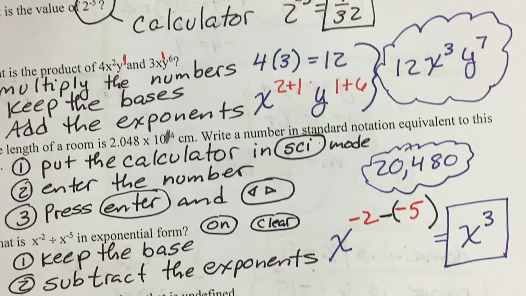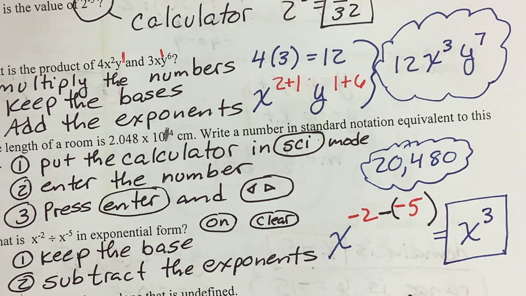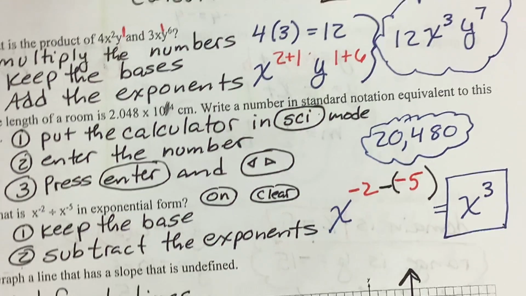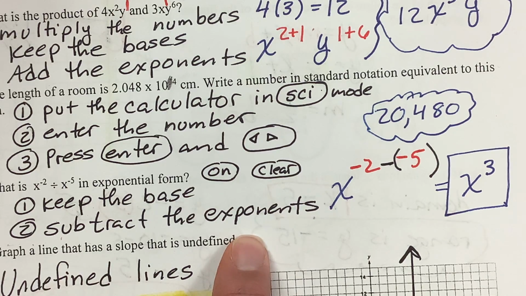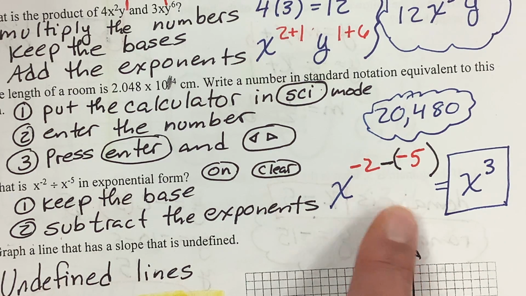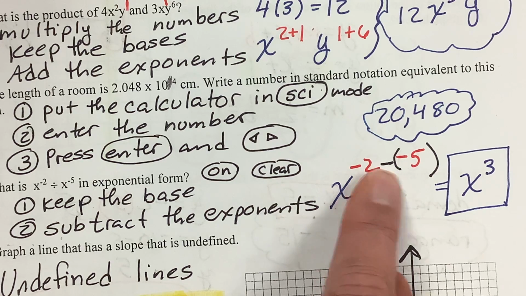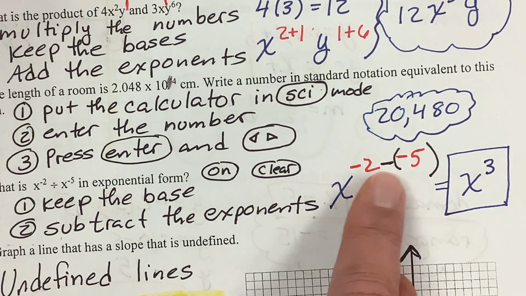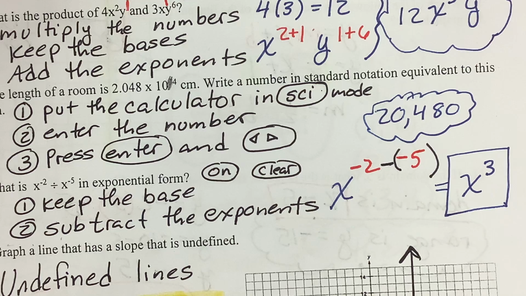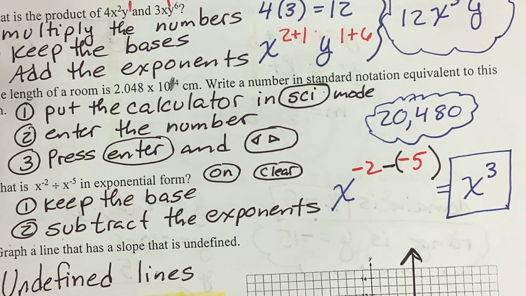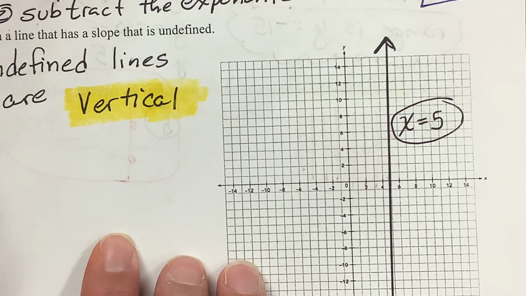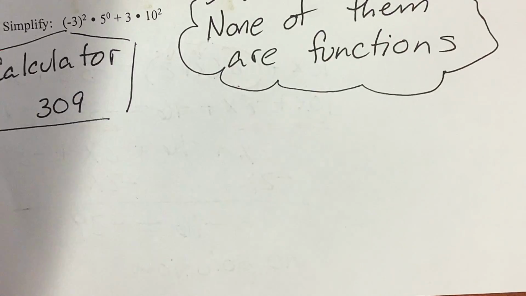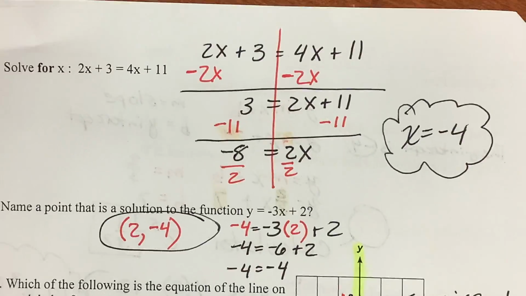The next one, you put the calculator in scientific notation and it does the work for you. The problem after that, this is division. Keep the base, subtract the exponents. That's how, and it's -2 minus -5. You're subtracting a negative number, and you end up with a positive answer. Be careful. Undefined lines are vertical, and you could just put your own little vertical line on there. Like I said, this part's really fast, so you can pause the video and go back and look at it if you need to.